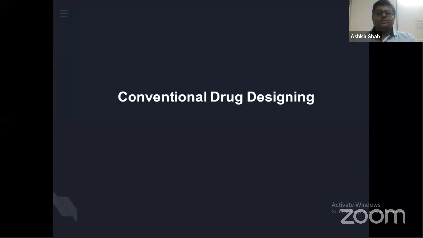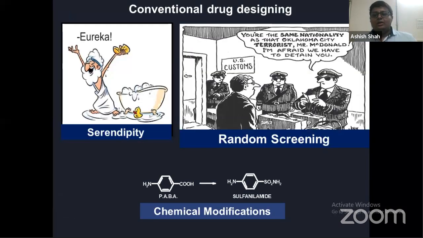Conventional means traditional drug designing. Now you can do conventional drug designing with three different approaches. One is serendipity. Serendipity means totally on the basis of luck. If you have luck, then you may succeed. Second is random screening. You can see from the pictorial view the sentence that is written, someone is from a city from where the terrorist belongs to.